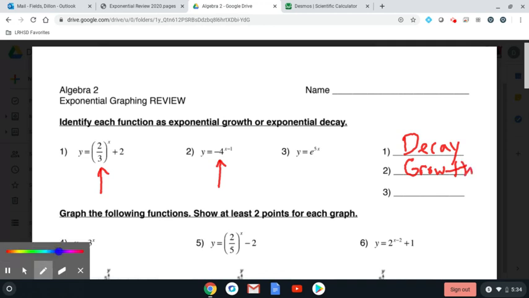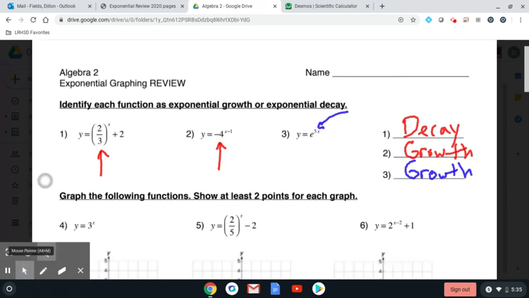All right, last one when you're identifying. If you guys look at functions with e, remember, you're not looking at the base number like we did for 1 and 2. E's are a little bit different. You have to look at the number that is in front of x in your exponent. If that number is a positive number, like this one is, that's when you're also going to have growth. If that number was negative for e, that's when you're going to have decay. All right, but number 1 is decay, number 2 is growth, and number 3 is also growth.